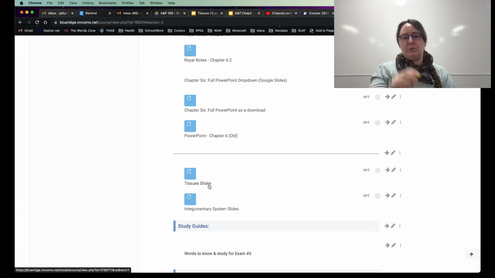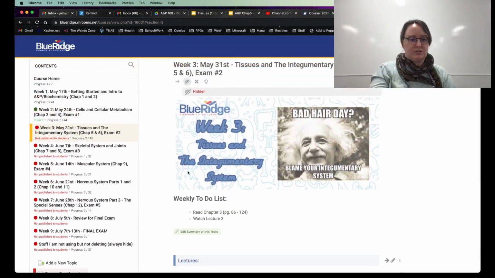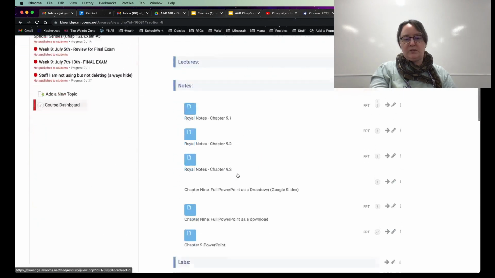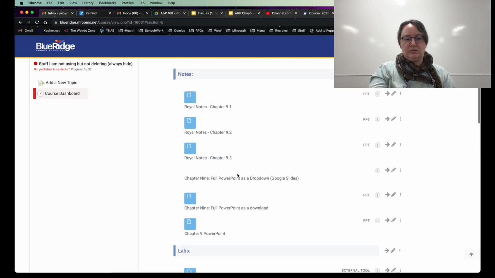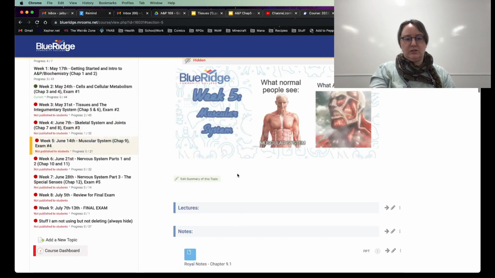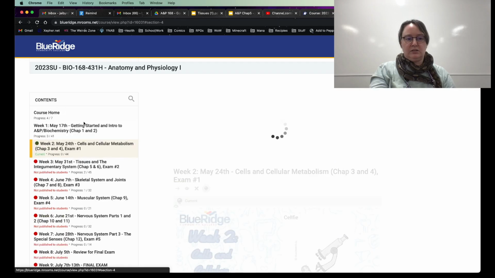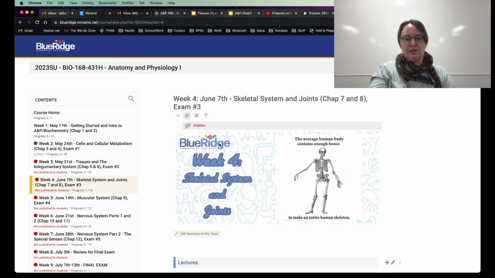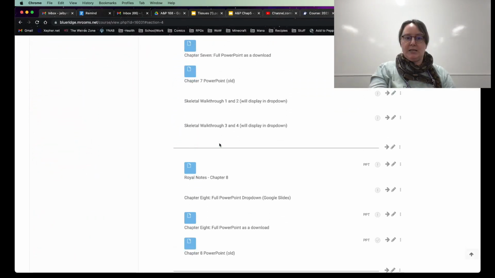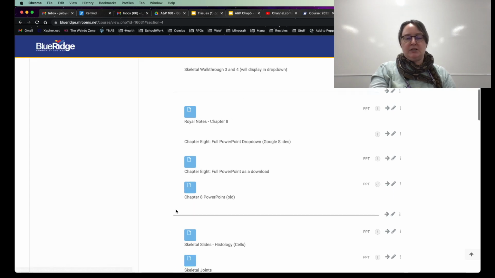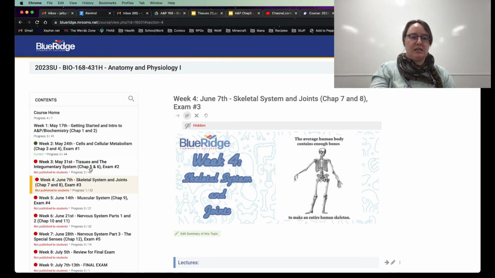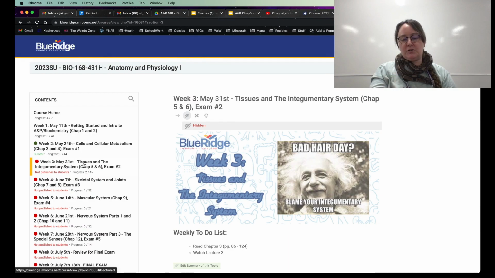You'll see more slides when we hit the muscular system, skeletal system, muscular system. When we hit week 5, I'll put in more. I thought I did. I guess I didn't. Where was it? Back in skeletal system. Oh, there they are. Skeletal slides, histology, which is the cells and the joints. There you go. That's where I put the rest of them. I wanted to show you those.